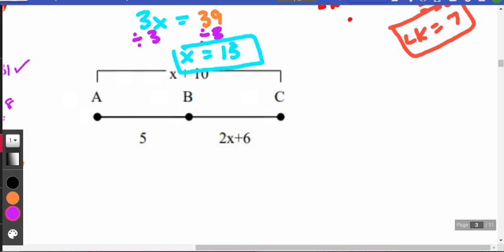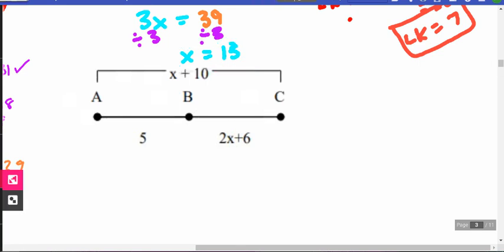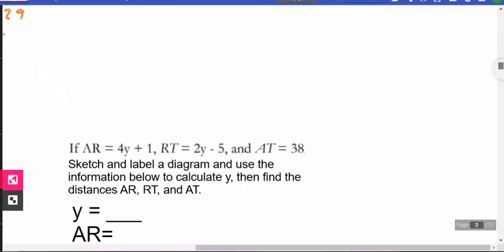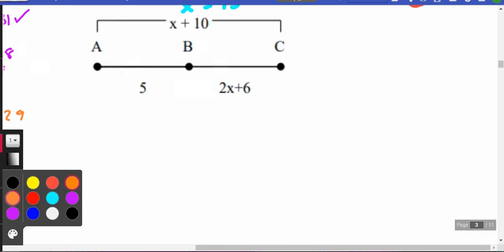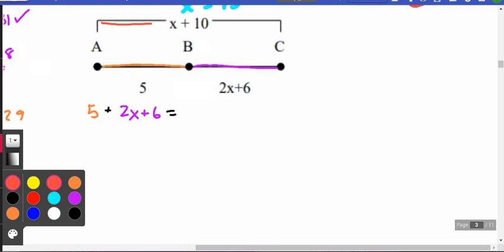All right, our next problem. We have two parts of a whole segment, and we know its whole. So we're going to take AB, which is 5, so 5, add it to 2x plus 6 equal our entire segment length, which is x plus 10. Simplify the left-hand side, adding 5 and 6 to result in 11.